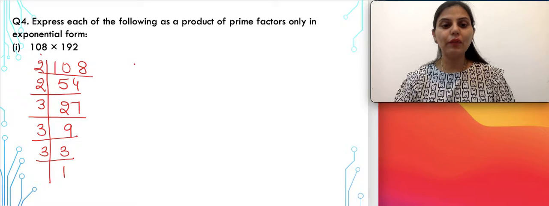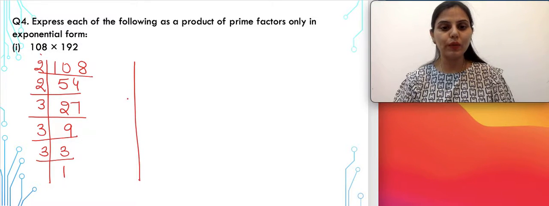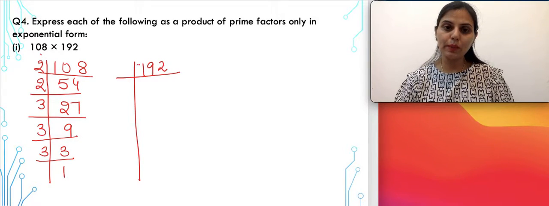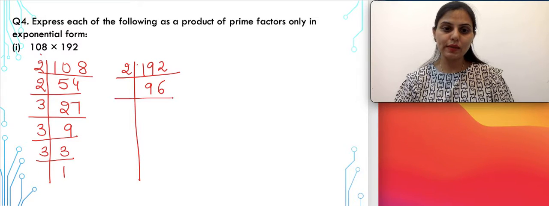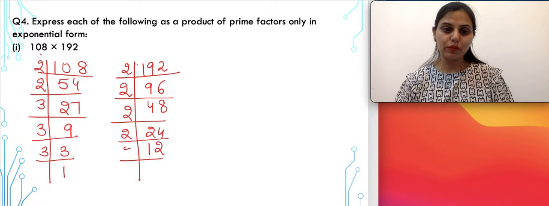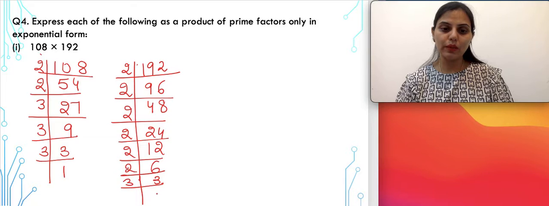Similarly, let's find the prime factorization of the other number, that is 192. Again, the number at units place is 2, so this number is divisible by 2. 2 96s, 2 48s, 2 24s, 2 12s are, 2 6s are, 2 3s are 6, and the last one will be 3 1s are 3.